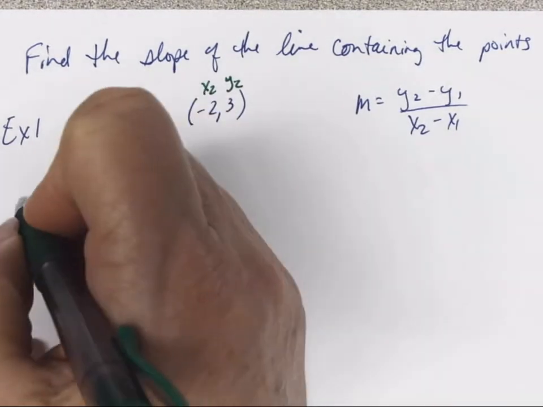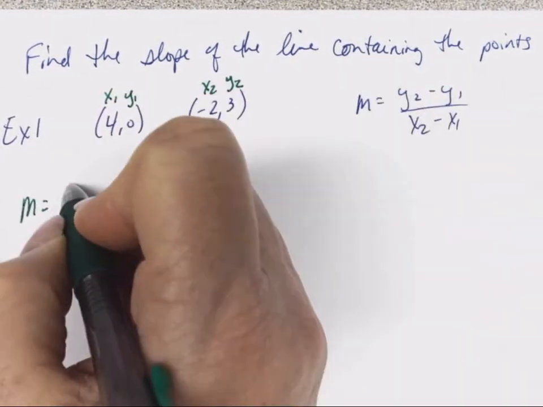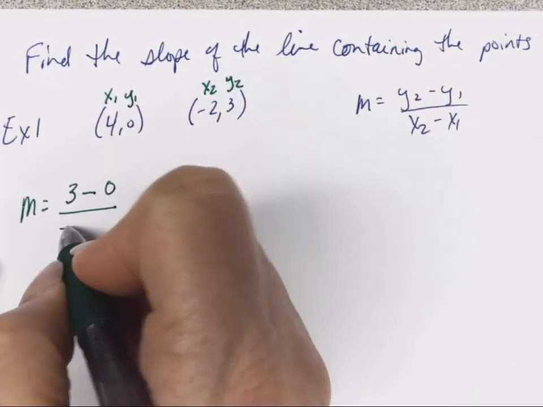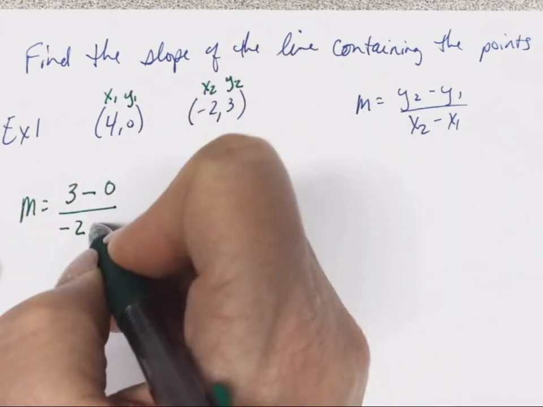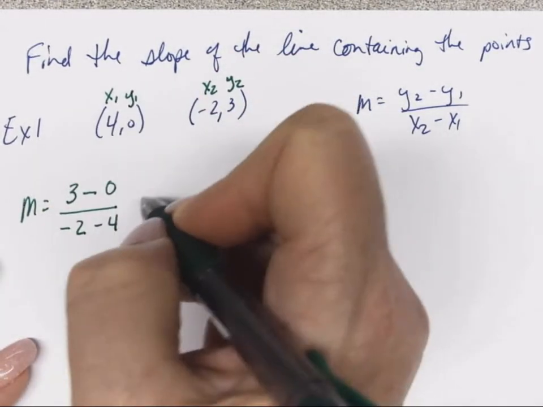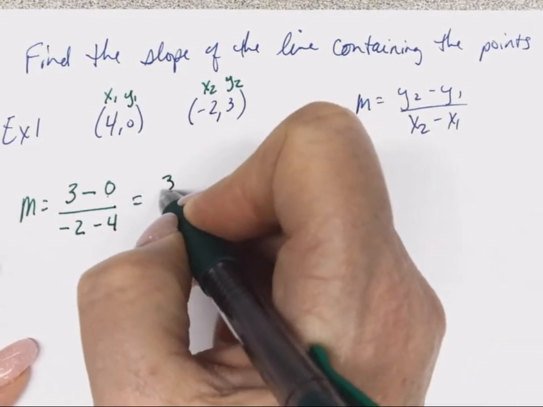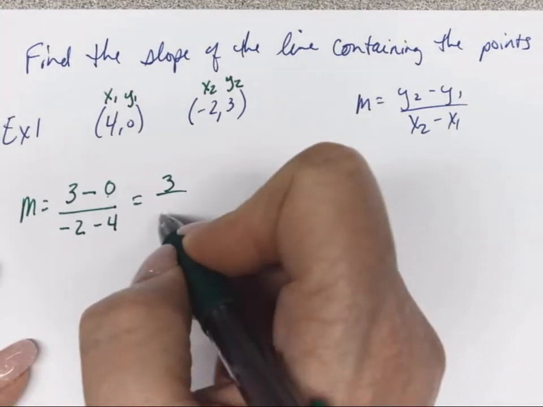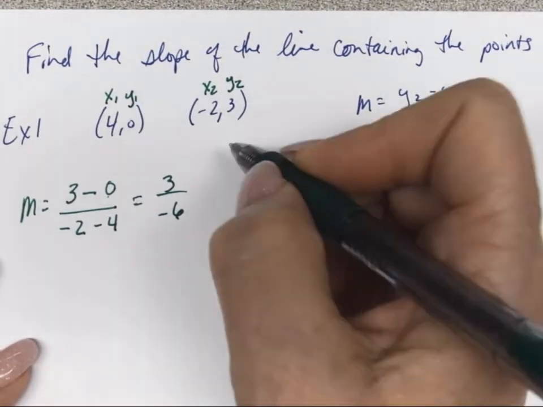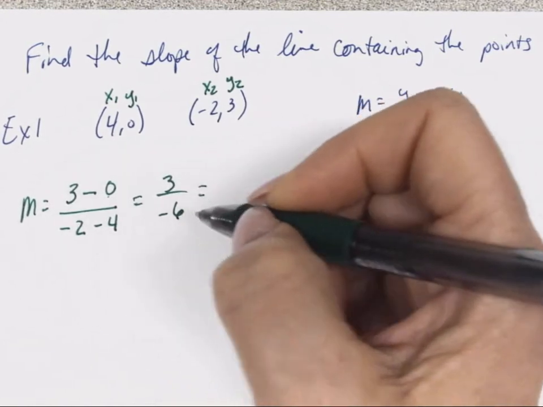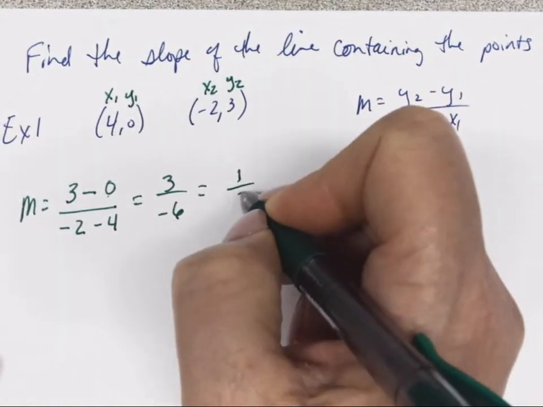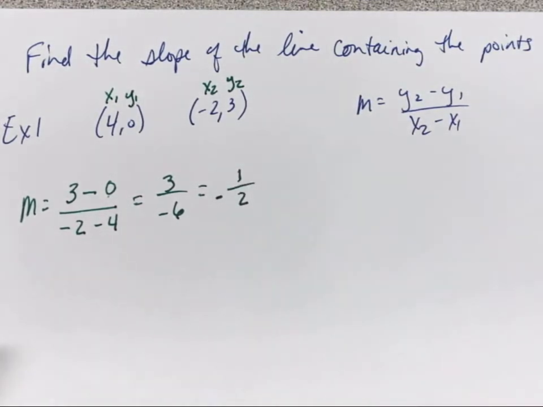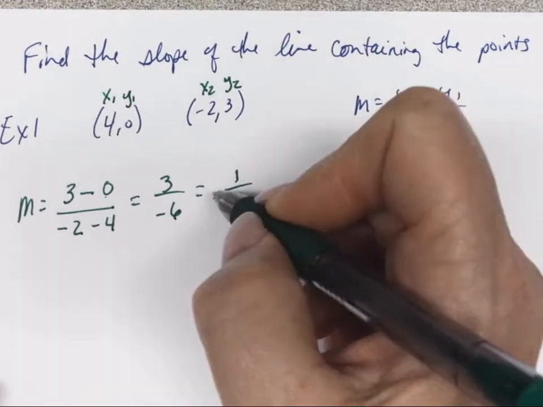So we'll have m is equal to y sub 2, 3 minus y sub 1, which is 0, over x sub 2 minus x sub 1. And we'll end up with 3 minus 0 is 3. Negative 2 minus 4, they're the same signs. We'll add and keep the sign. That's going to get us negative 6. You always have to reduce. Both will divide by 3, so we'll end up with 1/2. It does not matter where you put the negative. You can put it at the bottom, out front, or at the top. It just doesn't matter. But that would be your slope, negative 1/2.